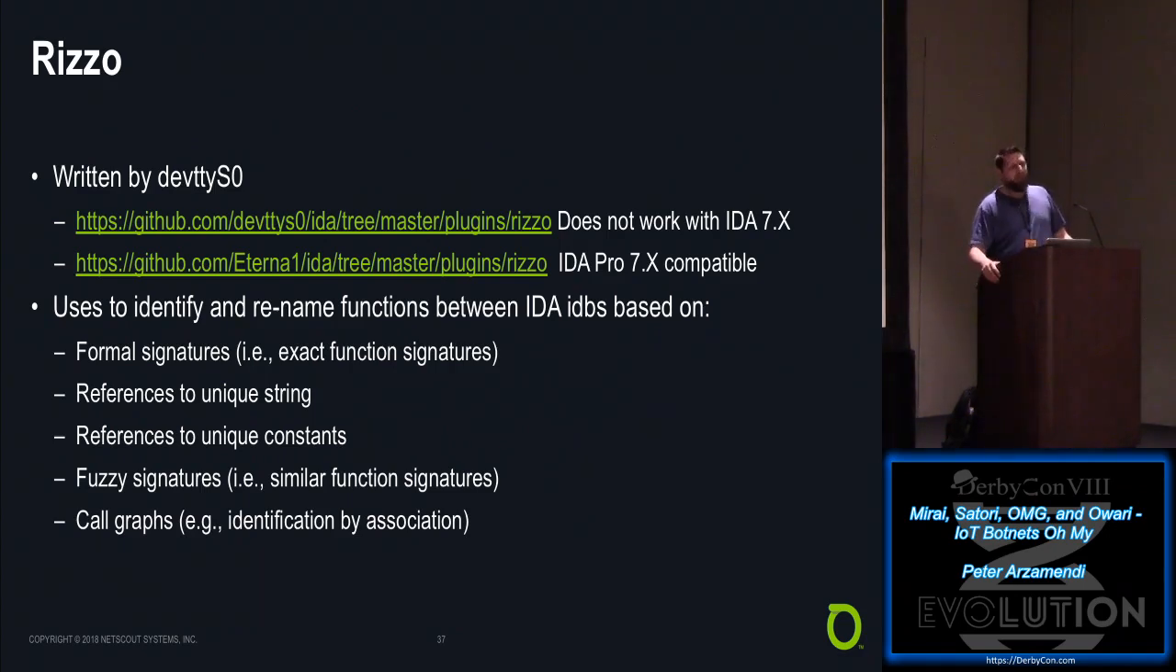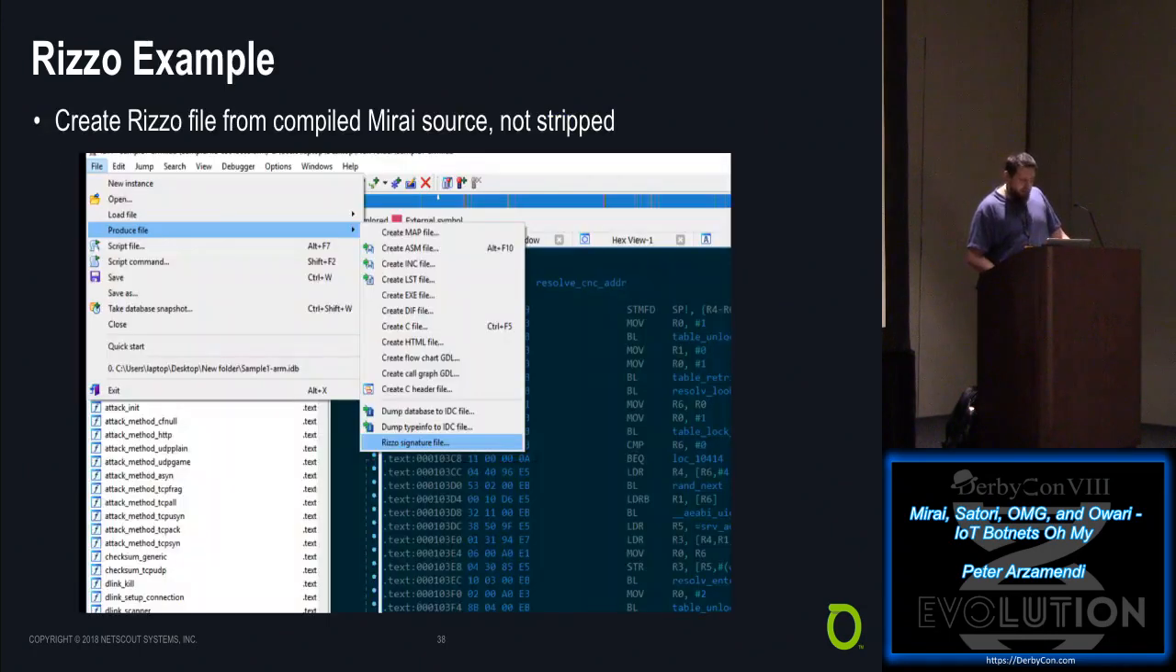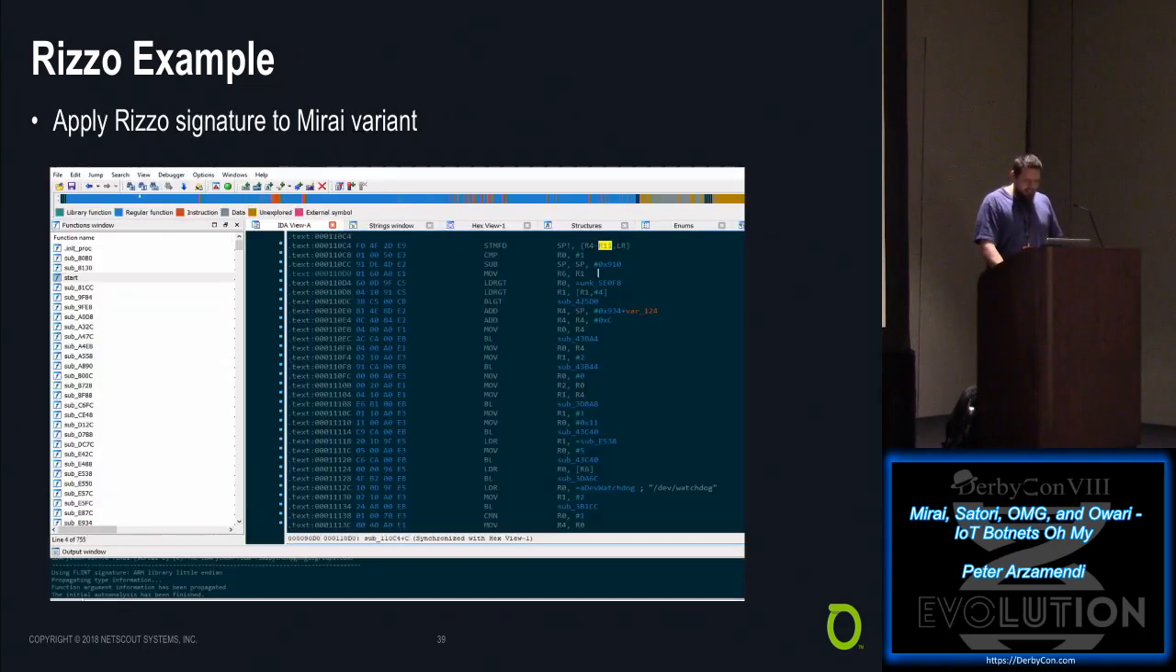Rizzo. Rizzo's another favorite tool of mine. I love Rizzo. Rizzo builds signatures that you can apply against the stripped binaries. So in a similar fashion, you build your version of Mirai for the architecture you want to test with or analyze. Make sure you don't strip the symbols. Then you use Rizzo to create a pattern file or a signature file. Here's the stripped binary. This is what we see.